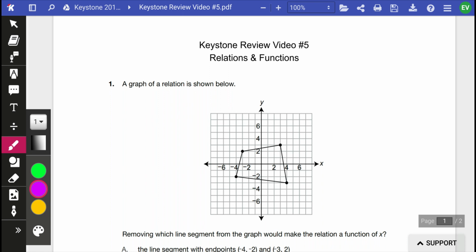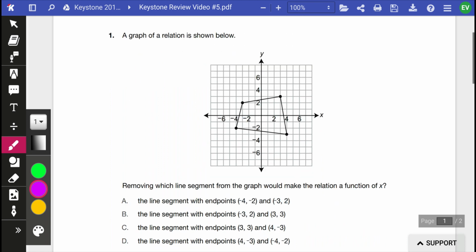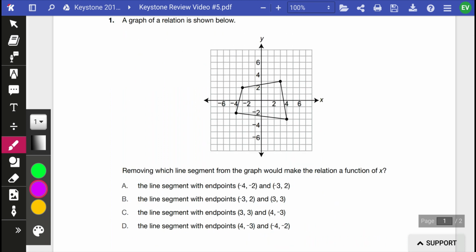Question number 1. A graph of a relation is shown below. And you can see the graph, it has 4 sides, 4 line segments in it. The question is, removing which line segment from the graph would make a relation a function of x? So we want to take the relation and make it a function.